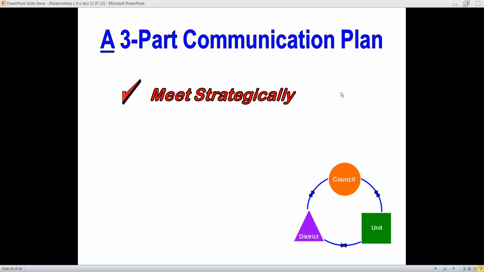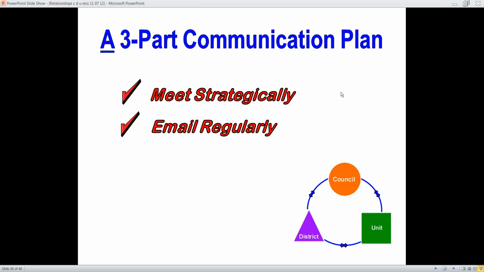This is simply one that you could consider. I would say, first of all, that when we're thinking of these three, the council, district, and unit religious emblems coordinator, meet strategically. What I mean by this is not a lot of meetings. There needs to be a clearly defined purpose for meeting. We're not trying to add to the lists of meetings that people are attending.